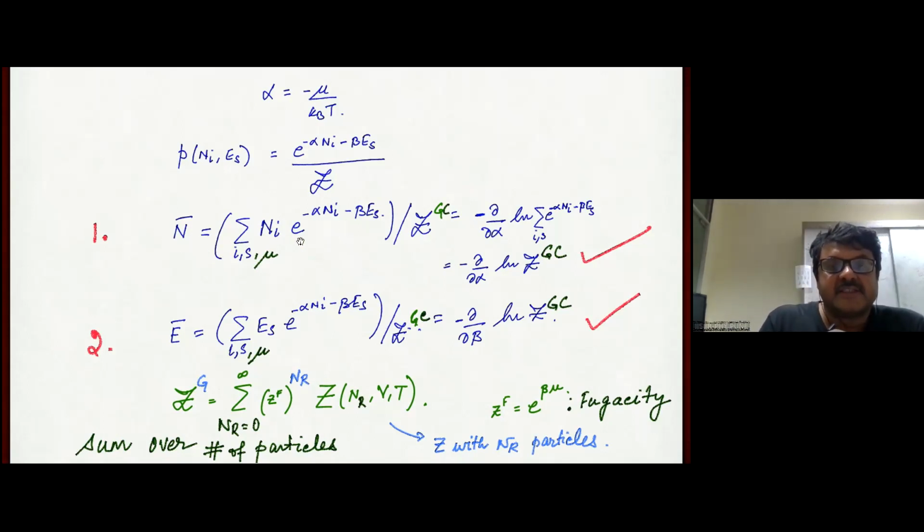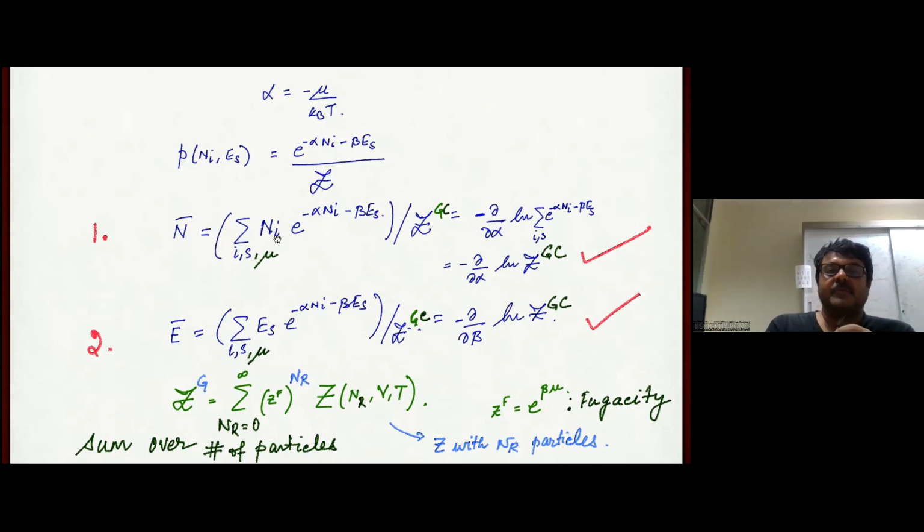The way to calculate it is to sum over all possible microstates. Here I explicitly write mu s, for different microstates with a certain value of energy E_s and N_i. You sum over all possible microstates, and corresponding to each microstate, the number of particles N_i in that microstate, times the probability of accessing that microstate, which is e to the power minus alpha N_i minus beta E_s, divided by Z_GC. Here you should have a GC here, right?